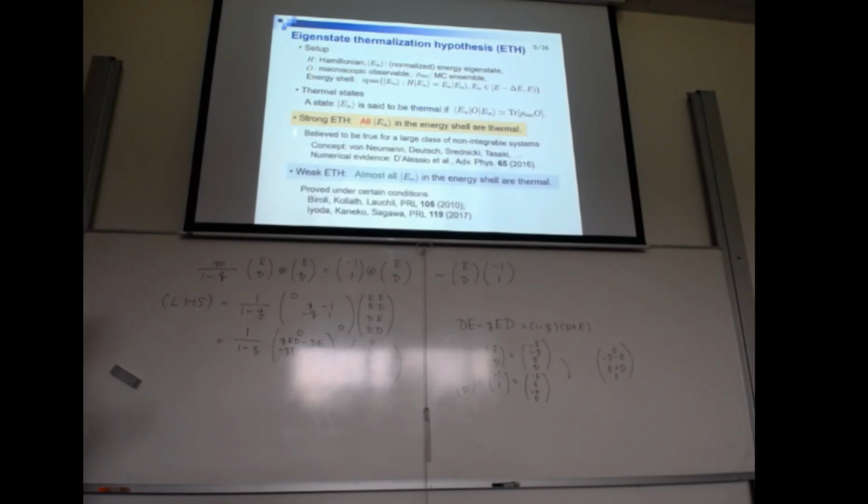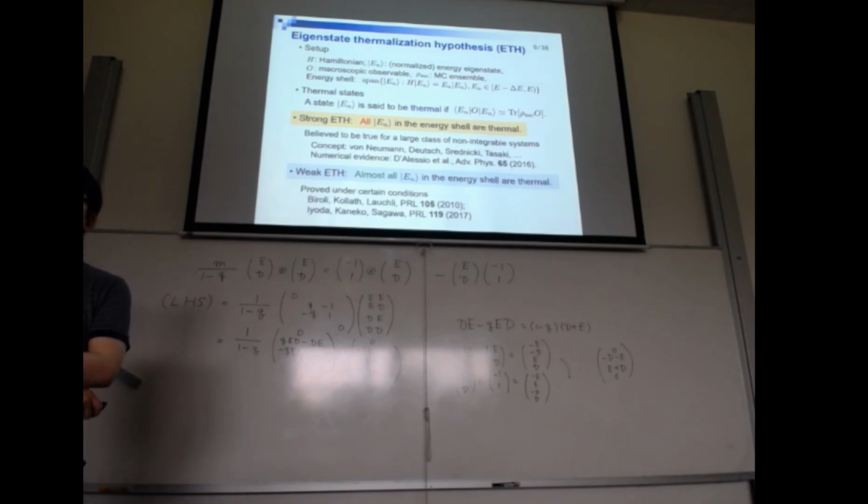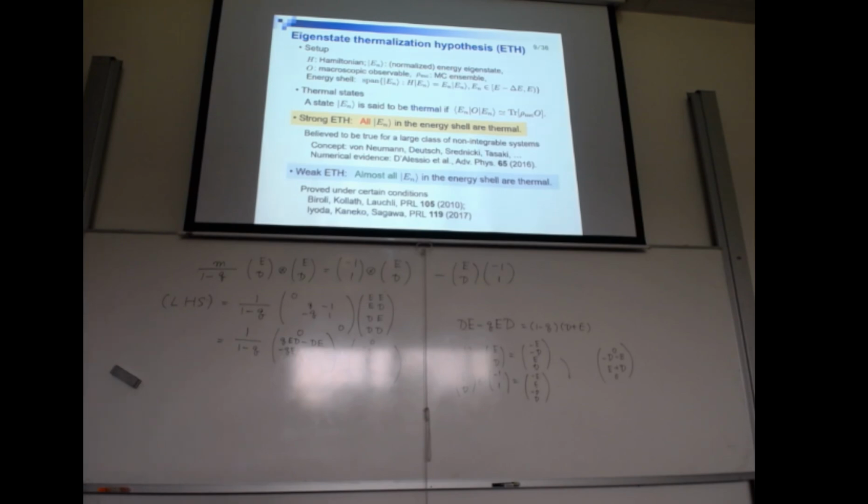But anyway, so these are the definitions of strong and weak ETH. Almost all here stands for in the sense of measure, probability measure. Actually, this is a bit sloppy version of the definitions, and people often use more precise definitions, like people like Srednicki use. You can say more precisely, but here is a bit sloppy version of the definition.